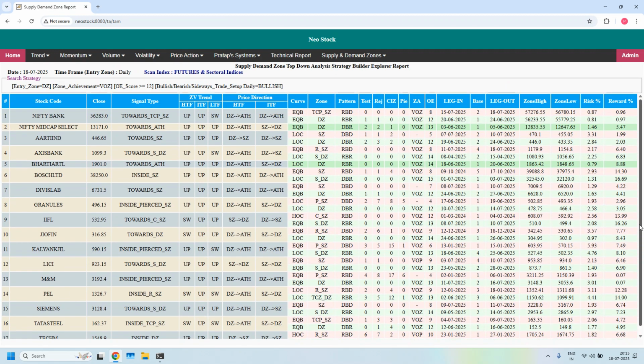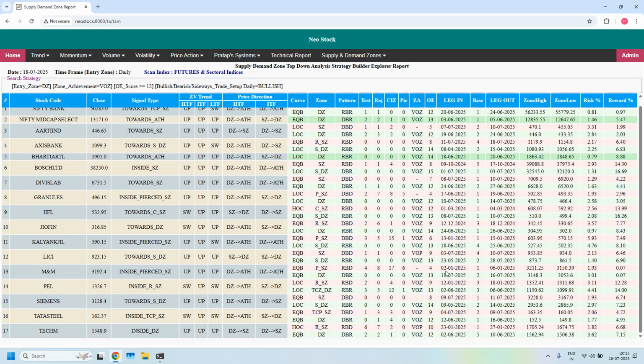We got 17 stocks. The first 16 stocks in the list include your Nifty Bank and Nifty Midcap Select, both are listed in F&O. And all entry time frame zones are daily demand zones. Scrolling the list down, so total 17 stocks we got. Out of these 17, there could be some high probability trade setups supported by daily demand zones.